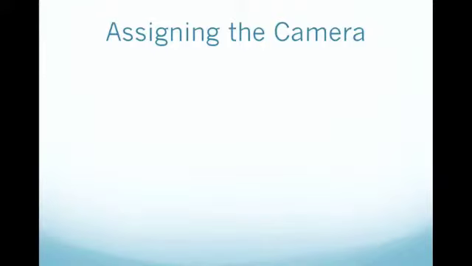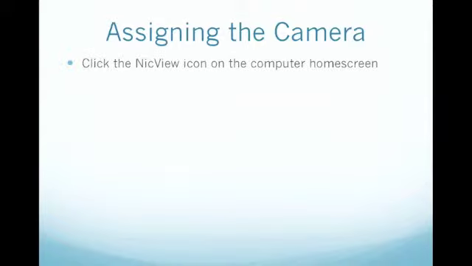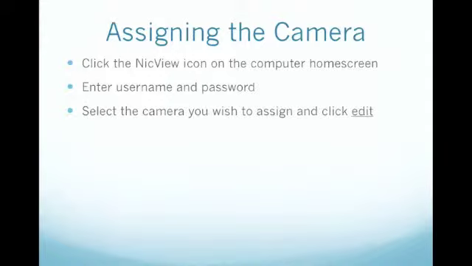Assigning the camera. Click on the NicView icon on your computer desktop to access www.nicview.net. Enter your username and password to gain access to the site. Then select the camera that you wish to assign and click on the Edit button. You're now inside that camera's information. Type in the bed space number and click Save.